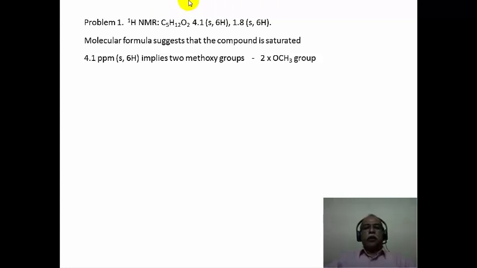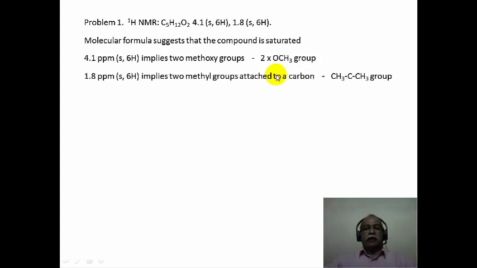The 4.1 delta ppm, a singlet of 6 hydrogens, can only mean that these protons are attached to a carbon containing a heteroatom like oxygen. Since oxygen is present in the molecular formula, we can come to the conclusion that the 4.1 ppm signal of 6 hydrogen intensity implies that there are two methoxy groups. So we consider two methoxy functional groups as part of the structural elucidation solution.